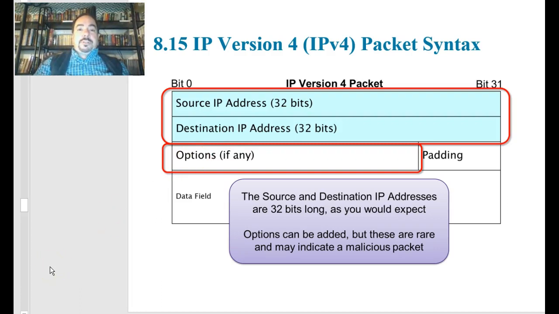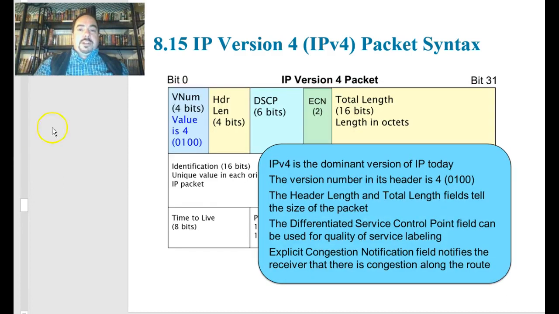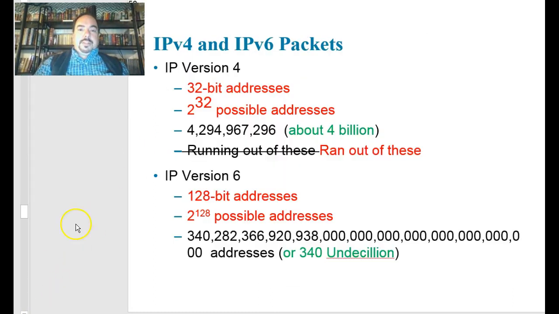Same thing when an IPv6 packet comes in. In an IPv6 packet, this very first field is going to have a value of 6 instead of 4, and that's what tells the router to process that packet as a version 6 IP packet. So there are some big differences between version 4 and version 6.